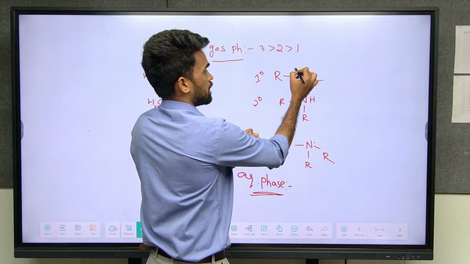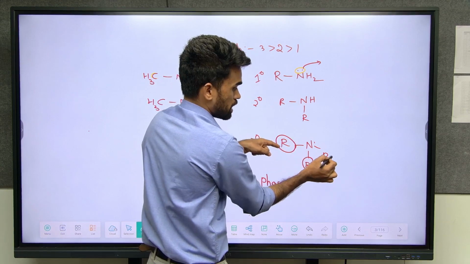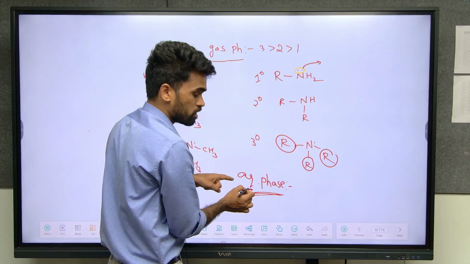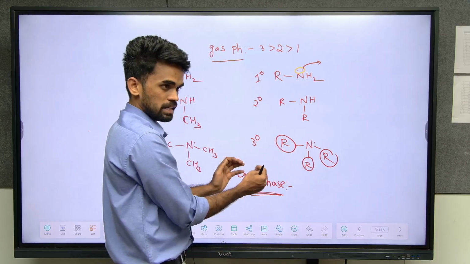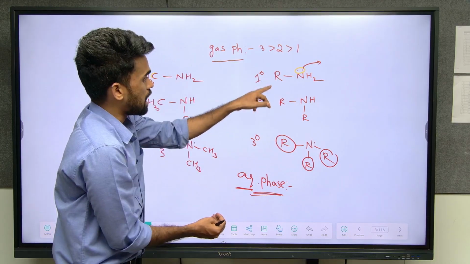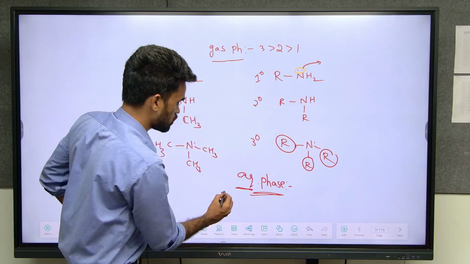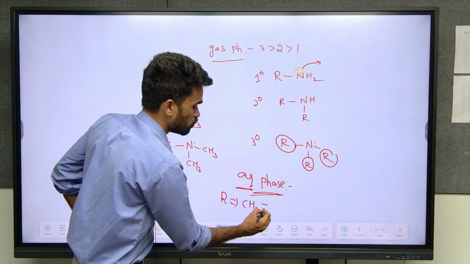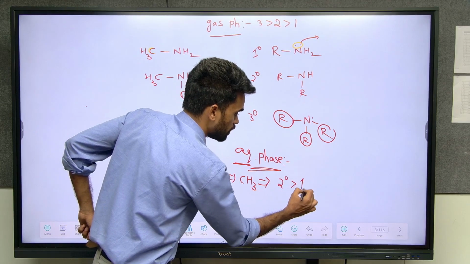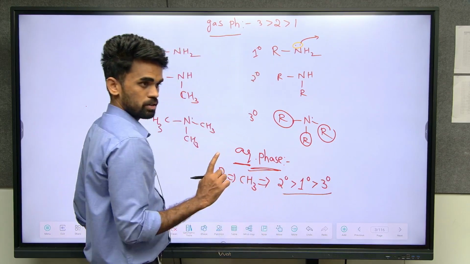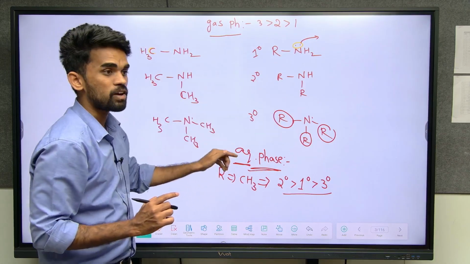basic nature depends on the availability of lone pair electrons, as well as what type of groups are attached here and what solvent is used. Aqueous means water, so there will be an effect of the solvent and an effect of these alkyl groups. Together, we get an order. If the alkyl groups are specifically methyls, then the basic nature order is 2 degree, 1 degree, 3 degree, if the alkyl groups are methyls in aqueous medium.